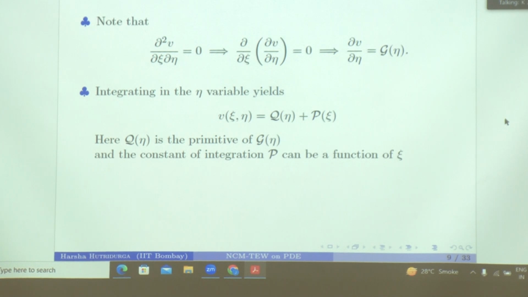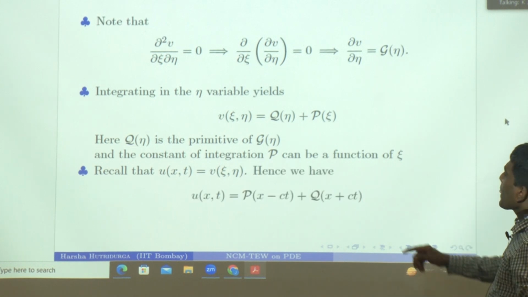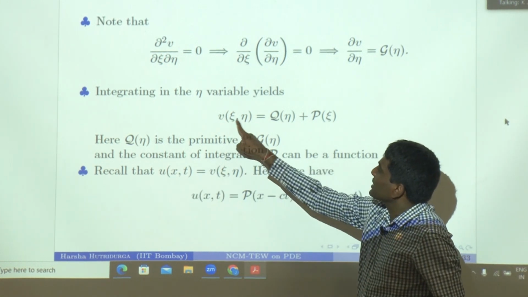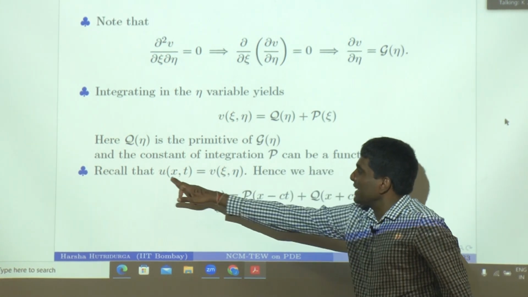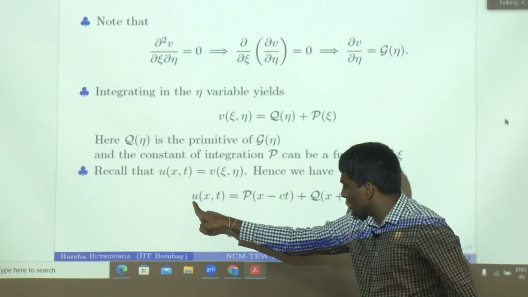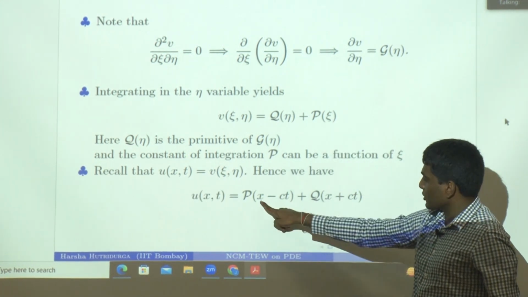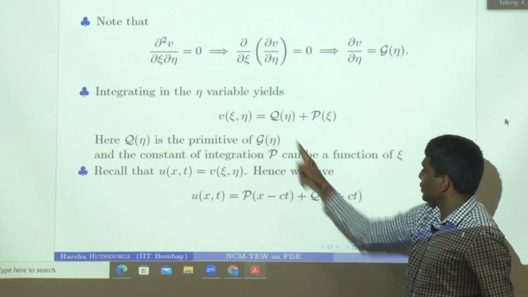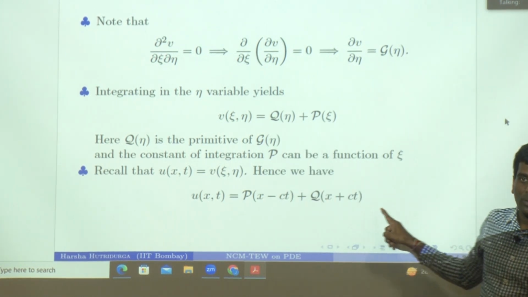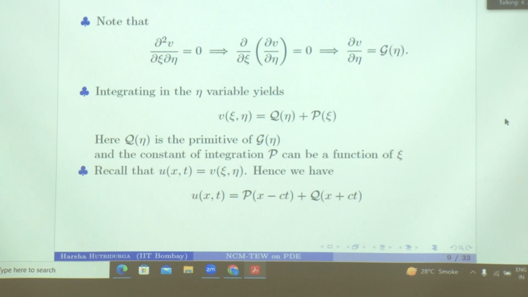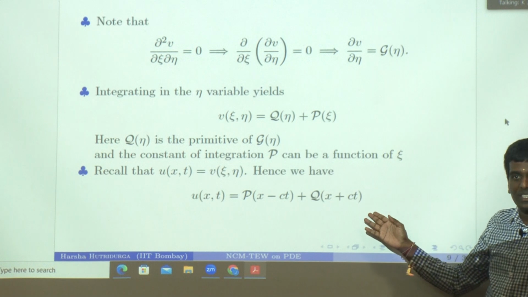So that p is just a function of psi. Okay, so recall that u of x, t is this. Now, v of psi comma eta, that was just a name for u of x comma t. So we are just u of x comma t is equal to, what was psi? x minus ct. And what was eta? x plus ct. Okay? So, in terms of the original x, t variables, we have shown that the solution to the wave equation should have this particular structure.